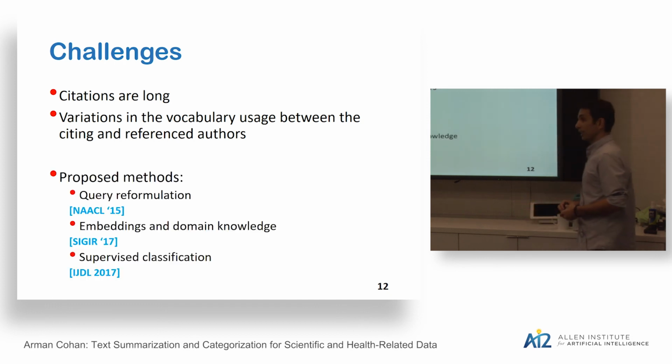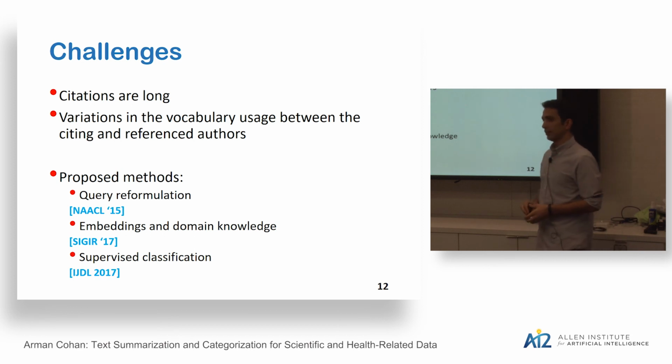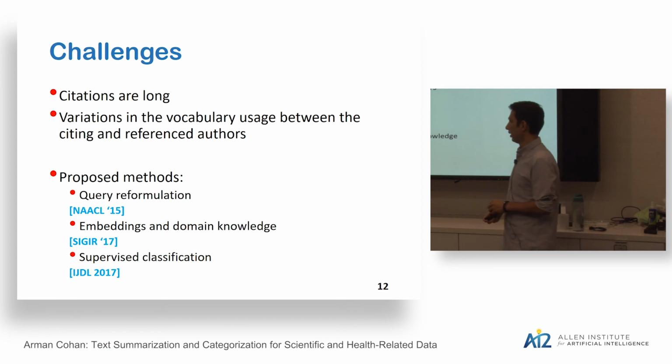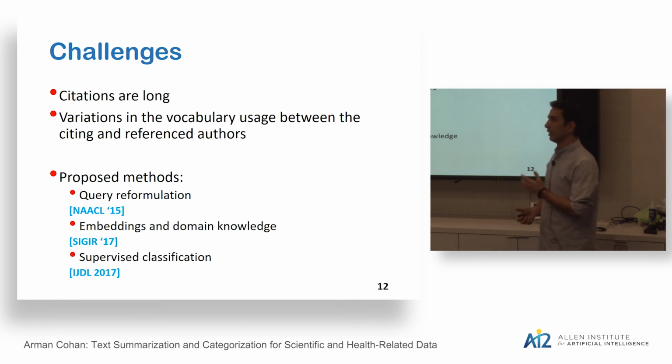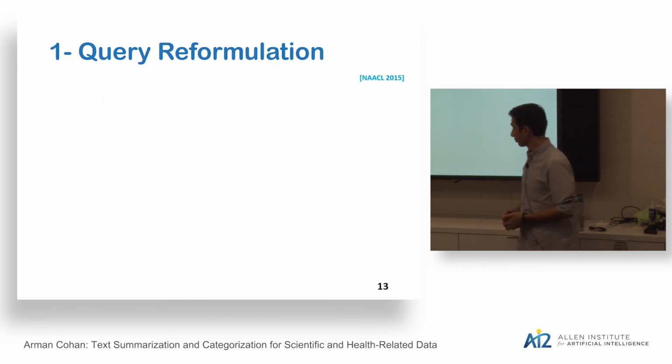So we propose 3 methods to address these problems. First one is query formulation, where we make the query or citation more expressive to better capture these references. In the second method, we propose a method based on embeddings and domain knowledge to close the vocabulary differences between the 2 authors. And finally, we take advantage of some labeled data that we have to train a supervised model.